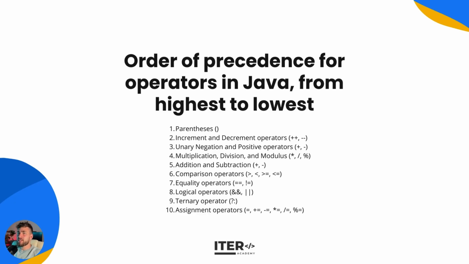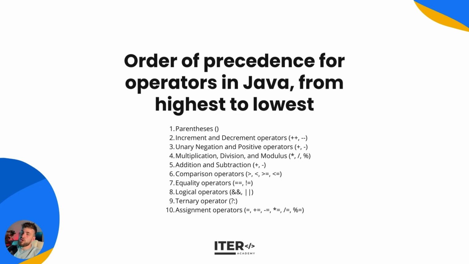Java has a set order of precedence for operators, with some operators having a higher precedence than others. For example, the multiplication and division operators have a higher precedence than the addition and subtraction operators. This means that if an expression contains both multiplication and addition, the multiplication will be performed first.